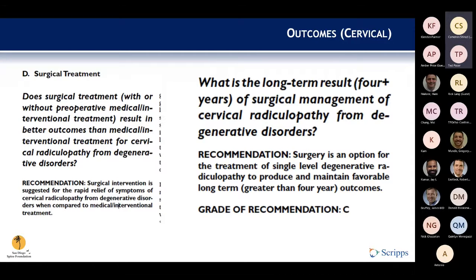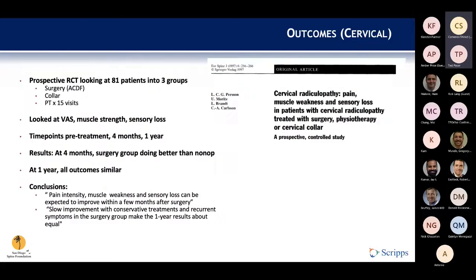Surgical intervention is suggested for rapid relief of cervical radiculopathy when compared to medical or interventional treatments, but a grade C recommendation for single level degenerative radiculopathy to produce and maintain favorable long-term outcomes, is what that points at.